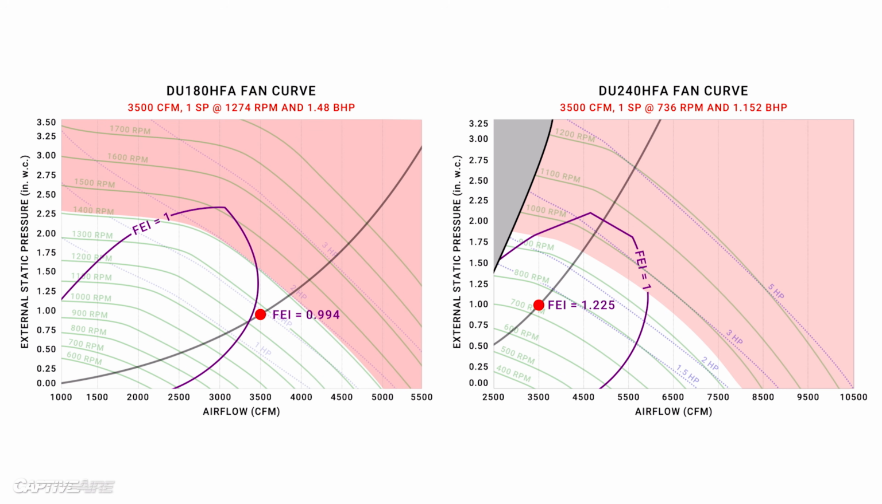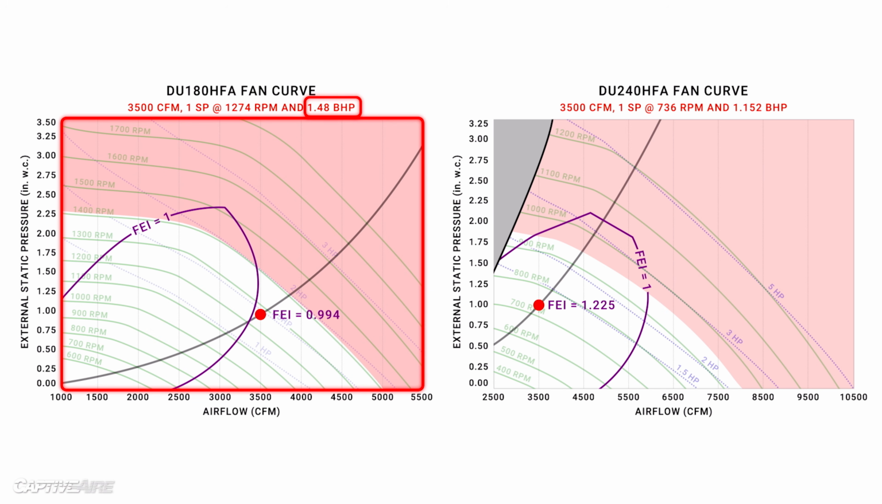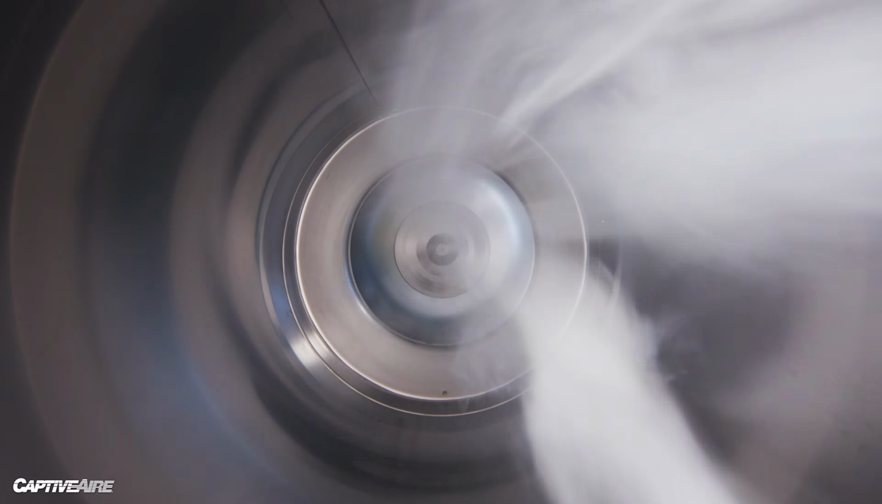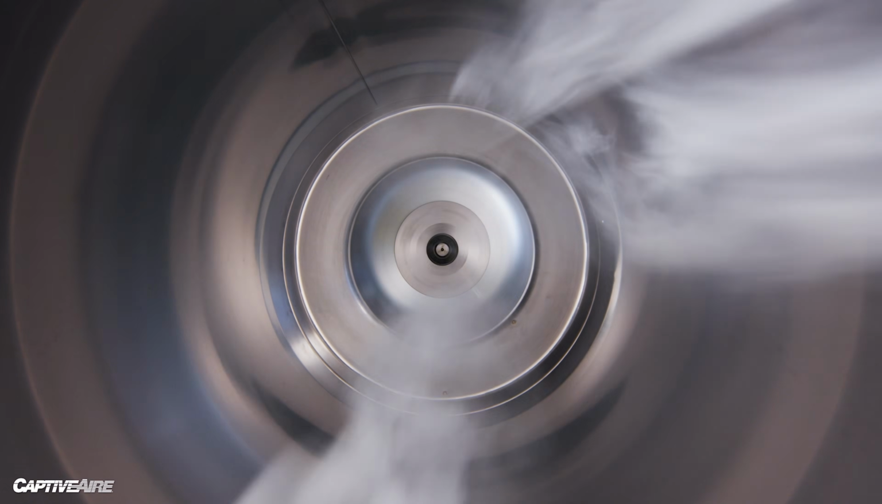Well, it actually takes less brake horsepower to turn this bigger wheel slowly than it does to turn the smaller wheel faster. Mostly because we're asking the air to move much faster with a smaller wheel than it does with the larger wheel. And as we learned in the last video, higher airspeeds are generally less efficient.